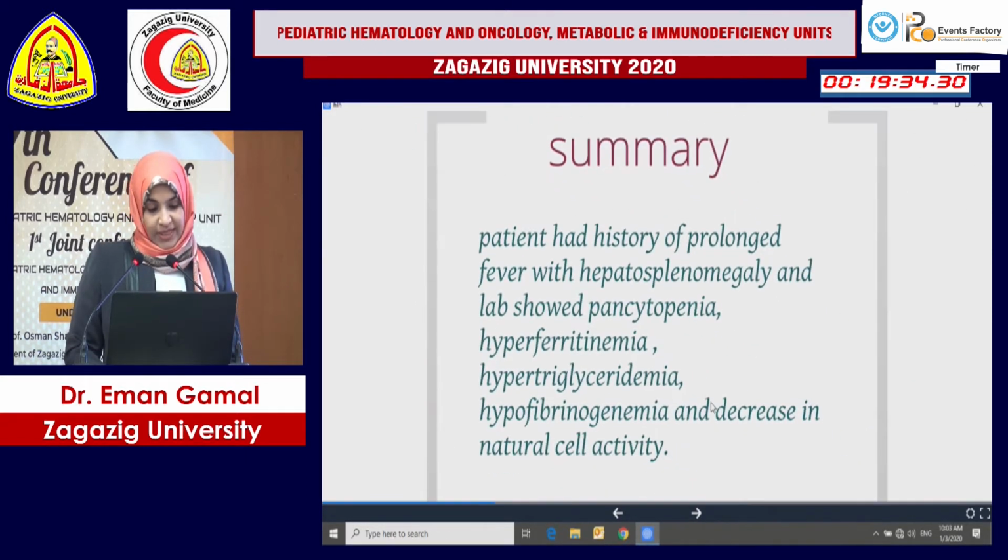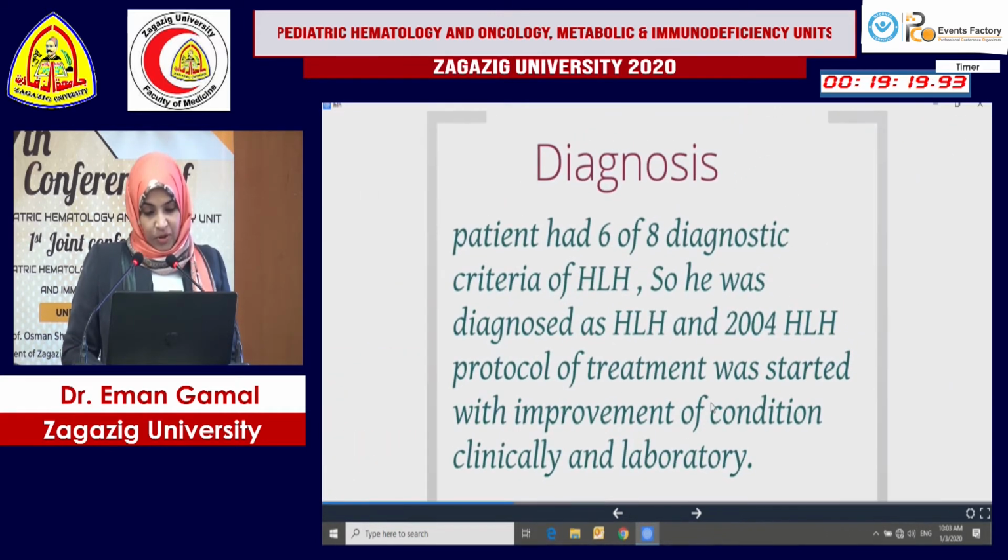A summary of the case: the patient had a history of prolonged fever with hepatosplenomegaly, and his lab showed pancytopenia with hyperferritinemia, hypertriglyceridemia, hypofibrinogenemia, and decreased natural killer cell activity. So the patient had 6 of the 8 diagnostic criteria of HLH. He was diagnosed as HLH and started a protocol of treatment, with improvement of the general, clinical, and laboratory condition.